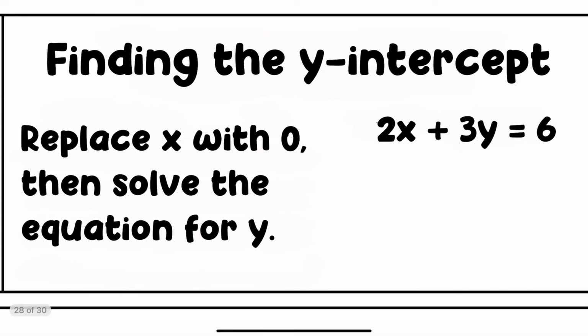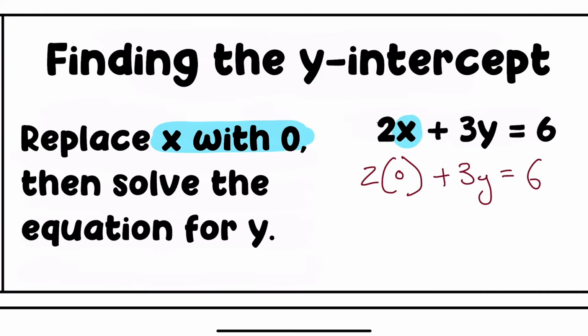Okay, so finding the y-intercept, replace x with 0, then solve the equation for y. Replacing x with 0 is going to be that key term right here. Instead of underlining it, I'm going to highlight it. There we go. So what I mean by that is there's an x in our equation right here. We're going to trade out that x for a 0. So I'm going to rewrite it exactly the way it is, except instead of an x, we're going to put a 0. So I got 2, 0, I'm going to put that 0 in parentheses, plus 3y equals 6.